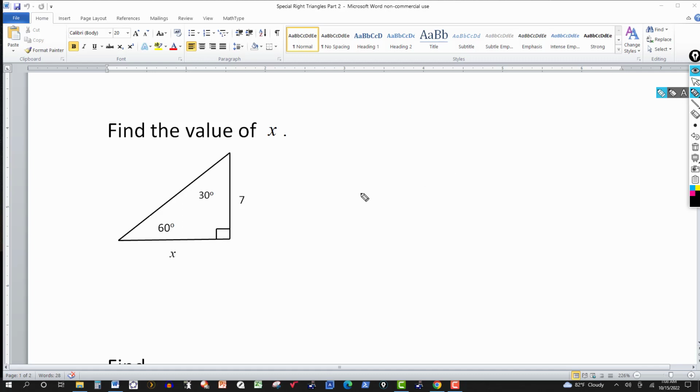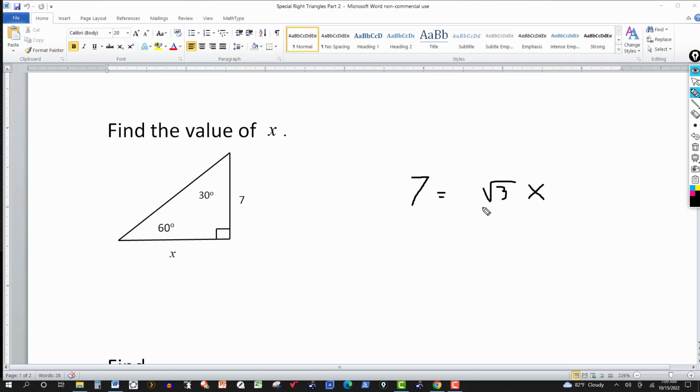As we saw, 7 is the middle length, and x is the smallest. So the length of the side opposite the 60 degrees, if you look at your model, is always the square root of 3 times the side opposite the 30 degrees. That's x.